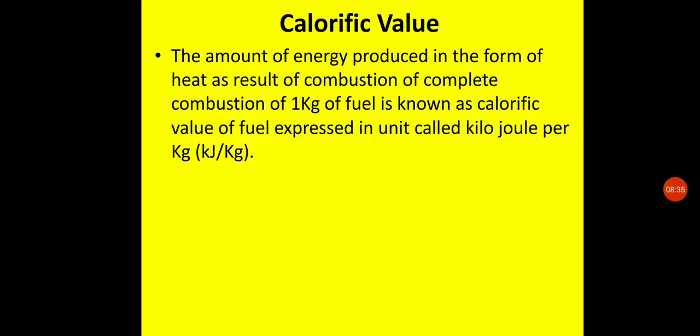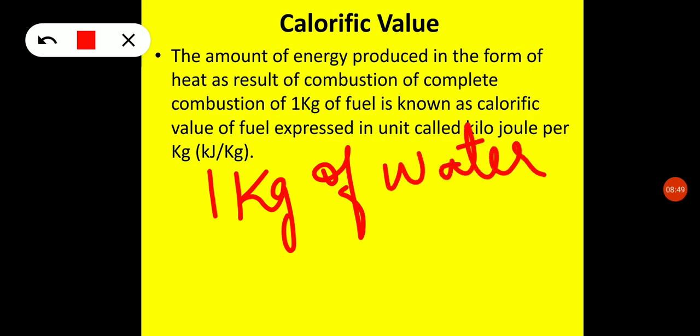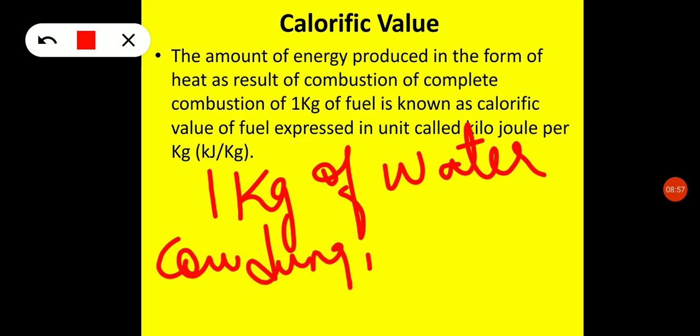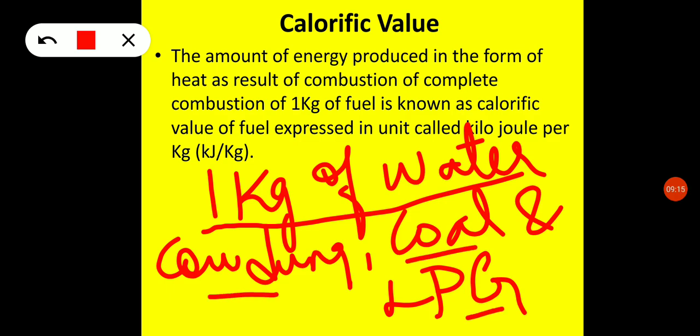Okay, here take for example, you take a certain amount of water. I can say 1 kg of water, and you take 3 different fuels. Take cow dung, coal and LPG. Okay, you heat this 1 kg of water with 3 different fuels, cow dung, coal and LPG separately.